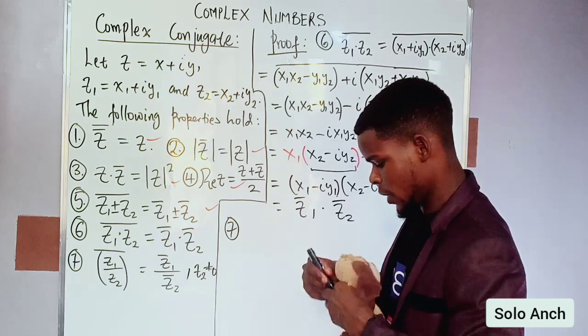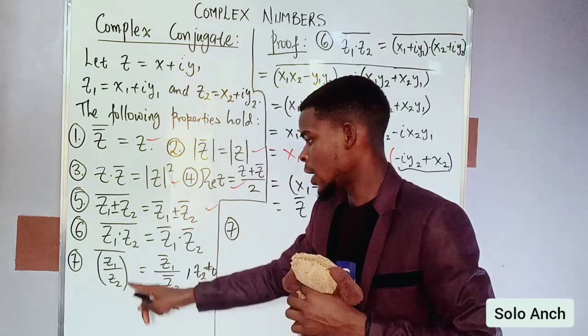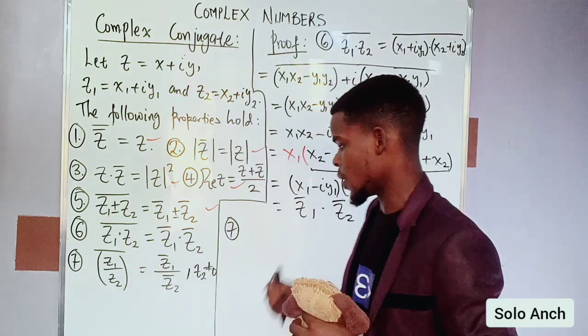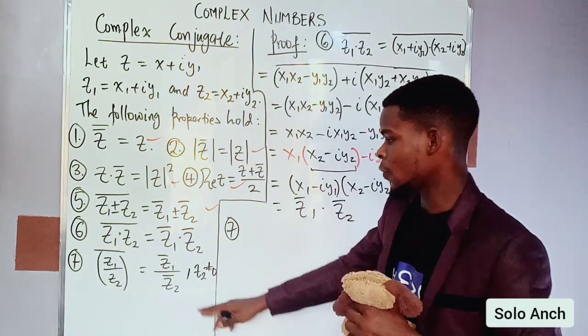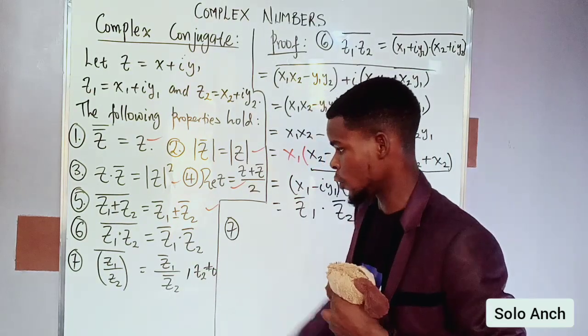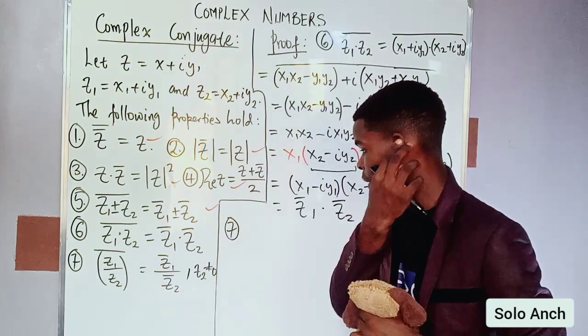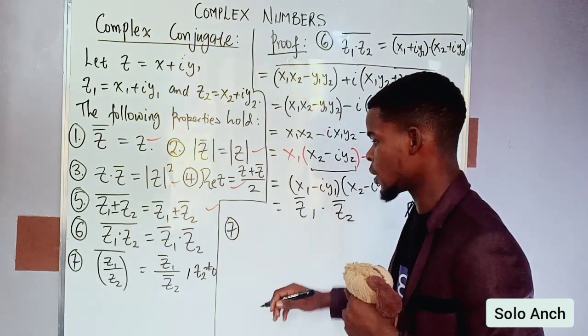Okay, so we have the number 7 property to take care of. All right, so we want to prove that the conjugate of this fraction is the same thing as the conjugate of the numerator divided by the conjugate of the denominator. So we want to show that the conjugate of z1 divided by z2 is the same thing as the conjugate of z1 divided by the conjugate of z2. Great. So this is what we're going to start off with.